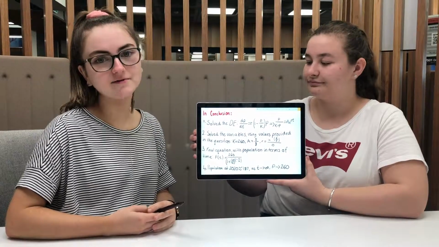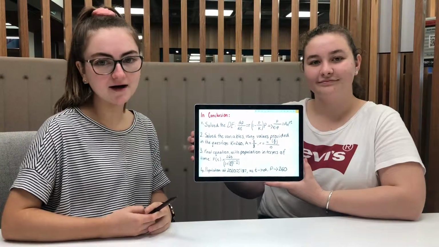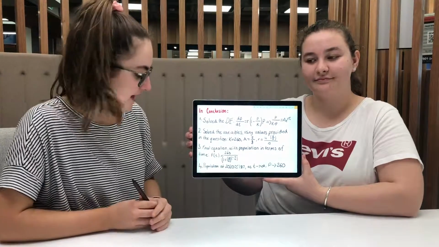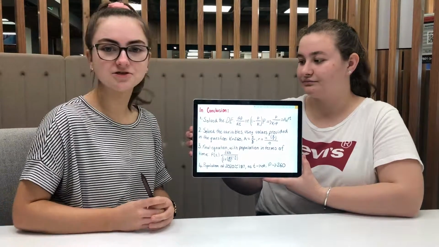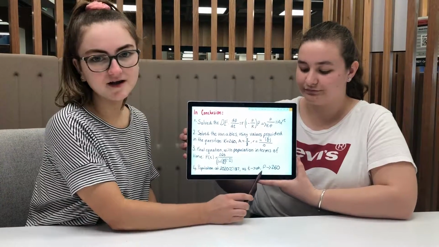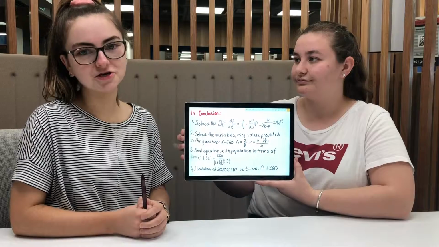We then solve for the variables A, R and K to produce our final equation of population in terms of time, which is here. We then found that the population at 2020 was approximately 187, and that as t approaches infinity, the population will also approach 260.